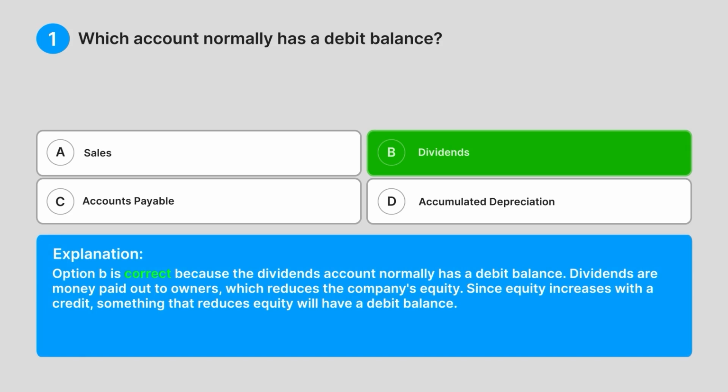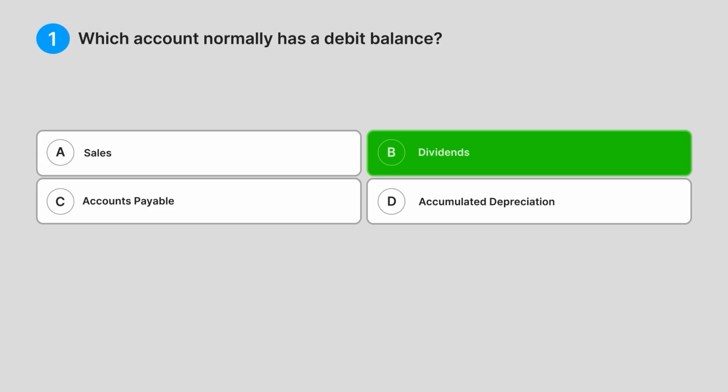Explanation: option B is correct because the dividends account normally has a debit balance. Dividends are money paid out to owners, which reduces the company's equity. Since equity increases with a credit, something that reduces equity will have a debit balance.